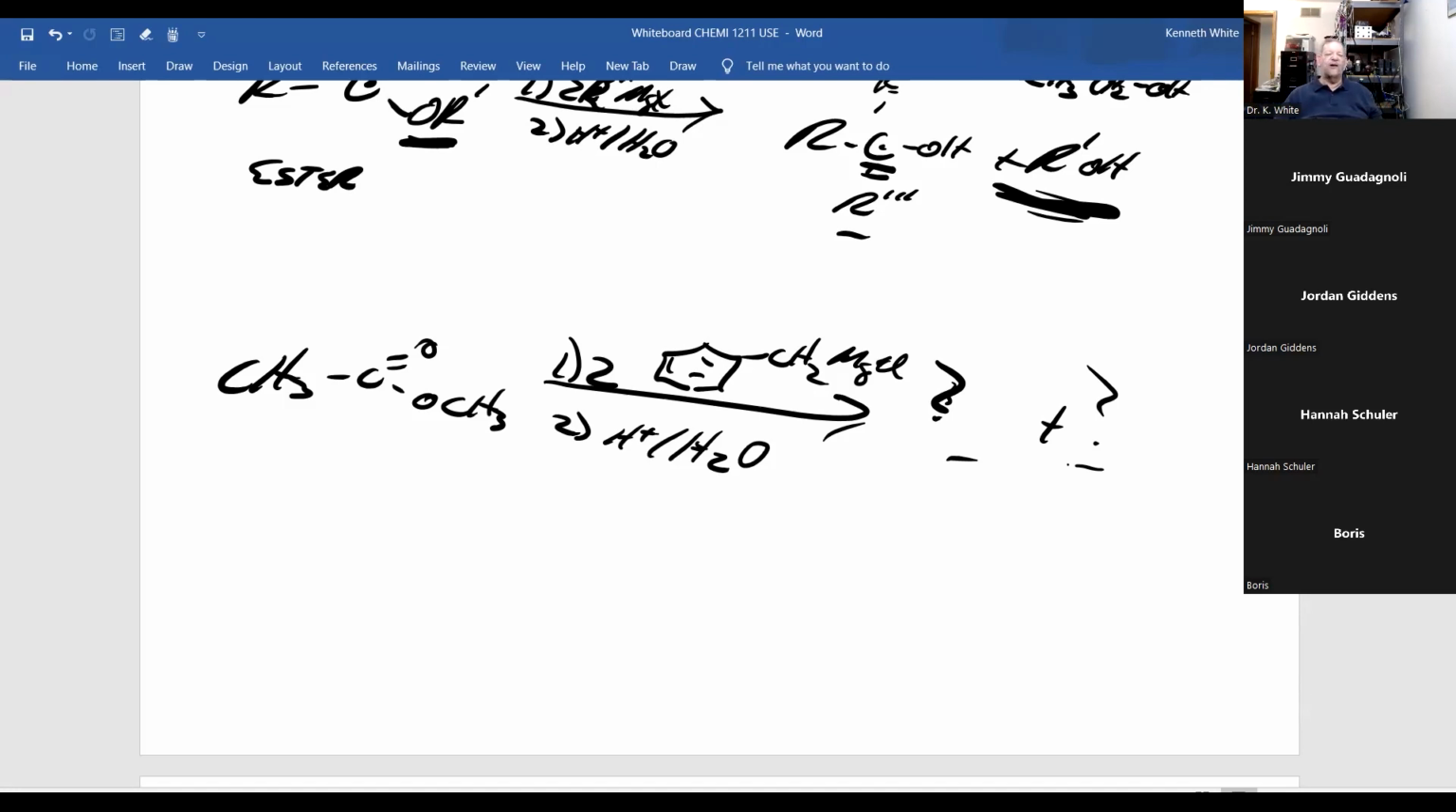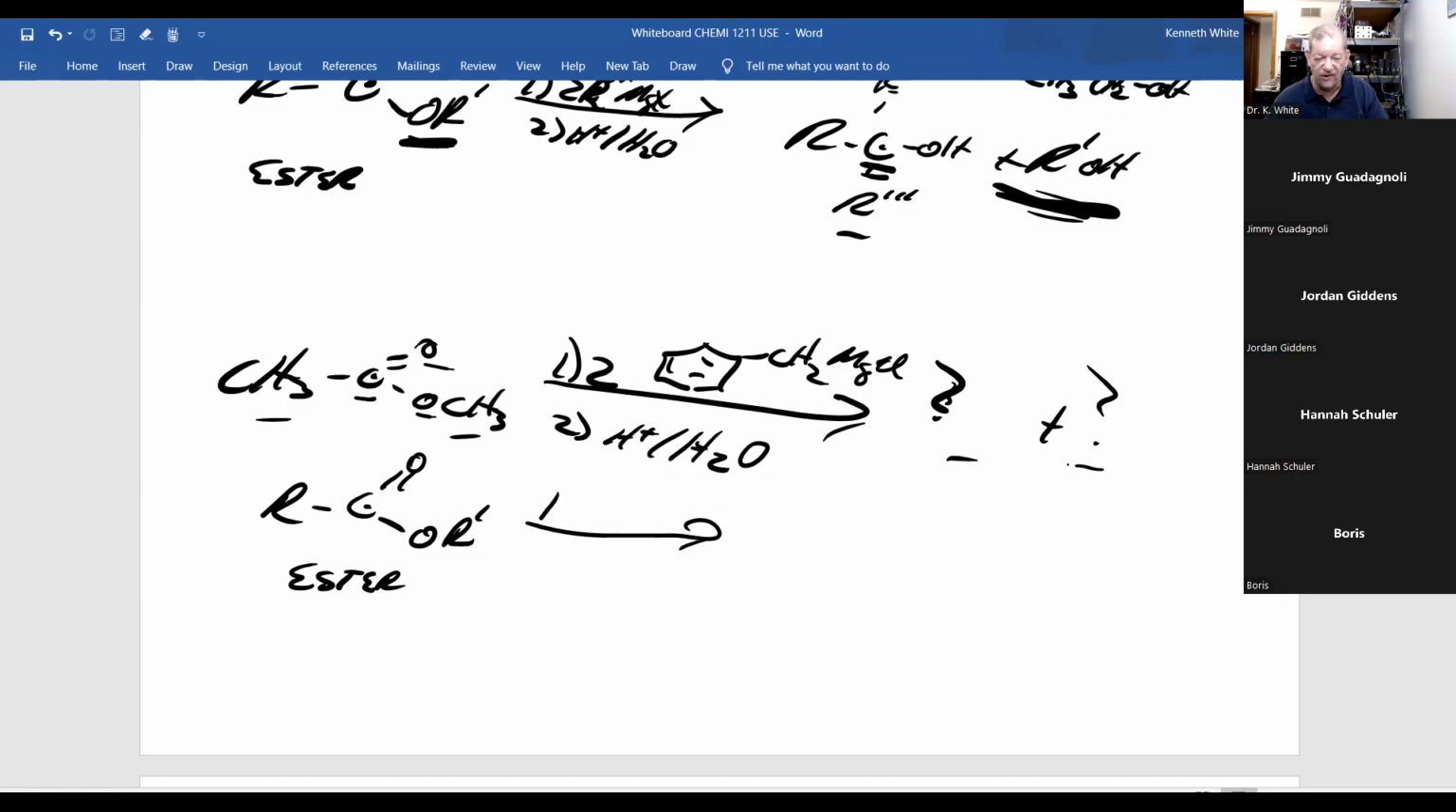What do I have? What am I starting? Let's look for what's different. What's not carbon? What's not hydrogen? Ooh, oxygen's on the same carbon. Carbonyl, carbon double bonds oxygen to that carbon. Oxygen with carbons on it, I'll call that R prime. And the carbonyl carbon has carbons, I'll call that R. What do we have? An ester.